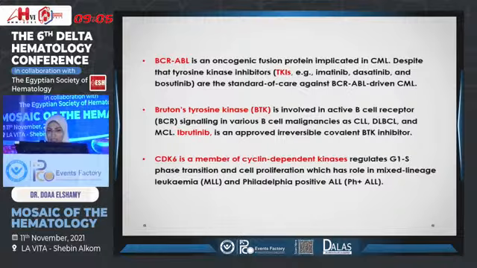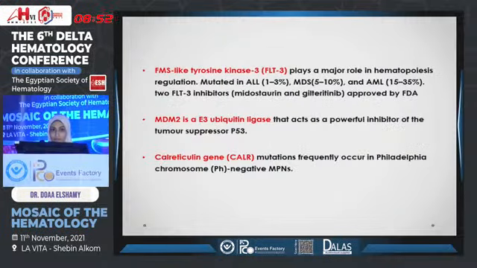Cyclin D K6 is a member of the cyclin-dependent kinases, which regulate the cell cycle and cell proliferation, and has a role in mixed lineage leukemia and Philadelphia-positive ALL. FLT3, which plays a major role in hematopoiesis regulation, is mutated in many diseases, especially AML. MDM2, an E3 ubiquitin ligase, is a powerful inhibitor of the tumor suppressor p53, and calreticulin mutation is present in Philadelphia-negative MPN.